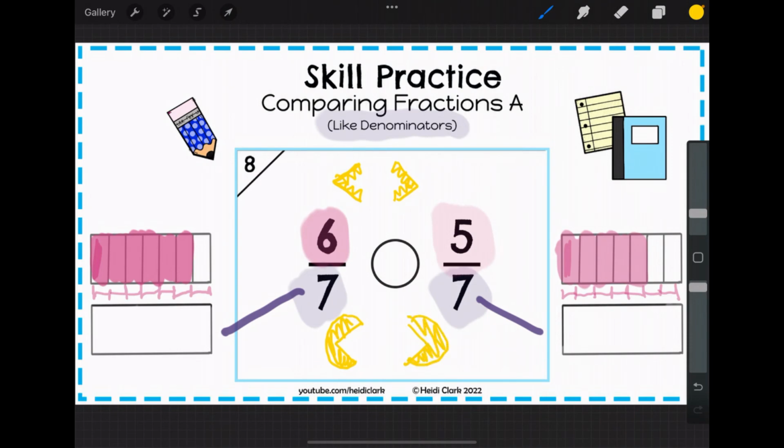So in this case, 6/7 is bigger because the pieces are going to be the same size either way because you split it into 7. And getting 6 pieces is better than getting 5 pieces. So we're going to draw our symbol eating the 6/7. And we would say this as 6/7 is greater than 5/7.